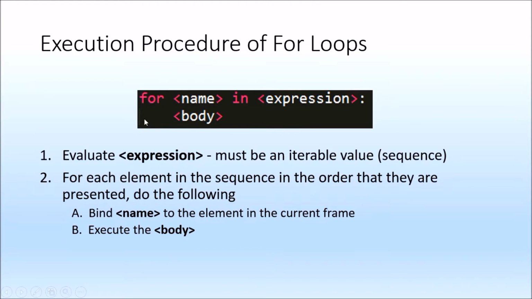The for loop basically evaluates the expression first, and this expression must be evaluated to something called an iterable value. And I'll be talking a lot more about iterable values later, but for now, just think of it as a sequence. And of course, a list is a type of sequence, so that's why this works. And then now, for every element in the sequence in the order that they are presented, we first bind the name to the element in the current frame, and then we execute the body of the for loop.